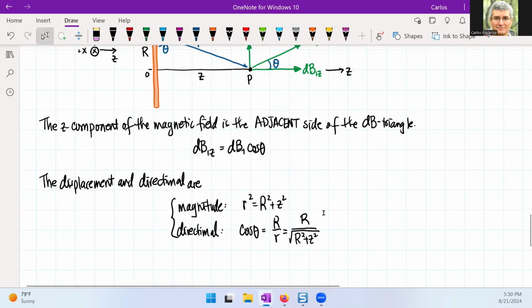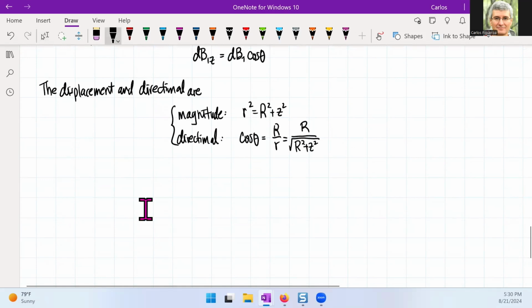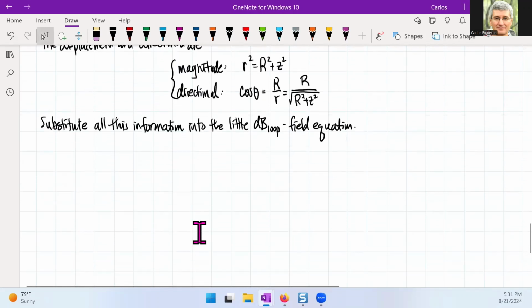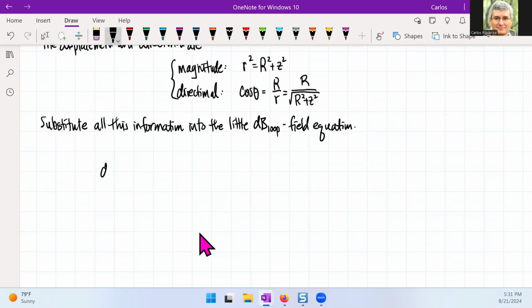So now I have three things here. Now what I have to do is substitute all this information into the little dB loop field equation. So let's write that out. I have dB loop. This is going to be 2 dB1z, which is the same as 2 dB1 cosine of theta.